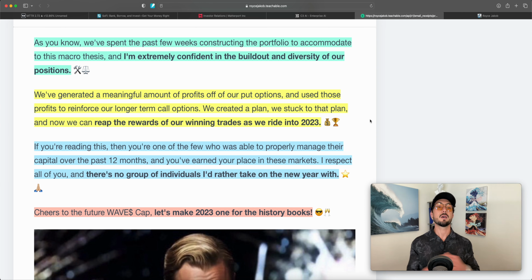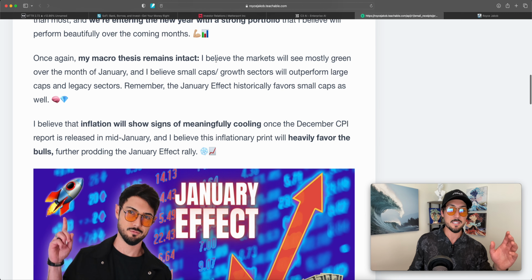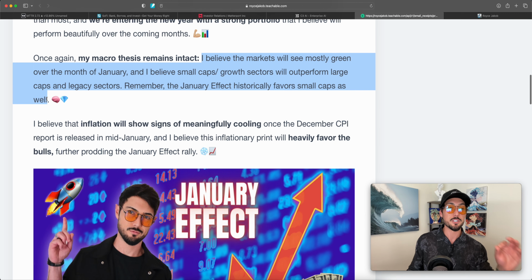Anyway, this is from my recent trade alert newsletter that I just sent out a couple of days ago, at the time of uploading. As you know, we've spent the past few weeks constructing the portfolio to accommodate this macro thesis. I gotta read the macro thesis. I believe the markets will see mostly green over the month of January, and I believe small caps slash growth sectors will outperform large caps and legacy sectors. Remember, the January effect historically favors small caps as well.